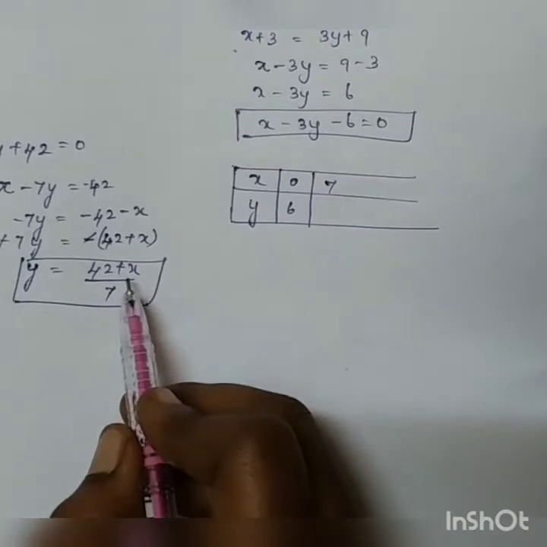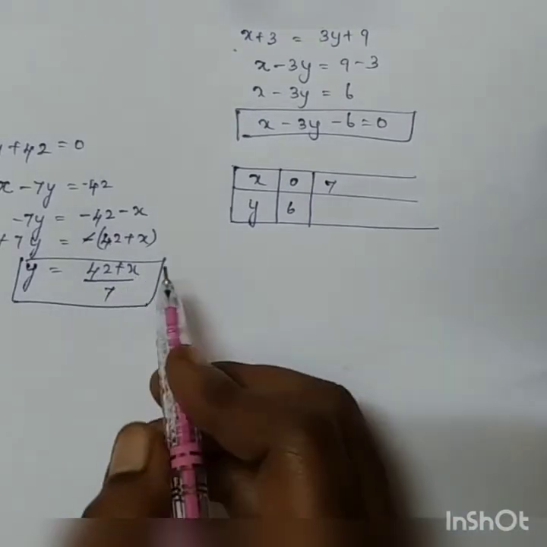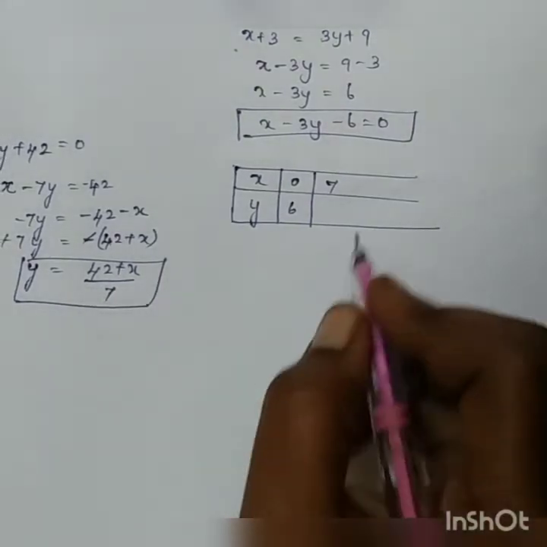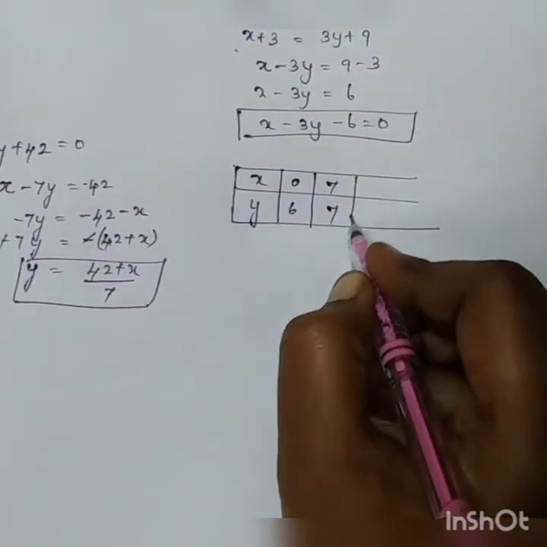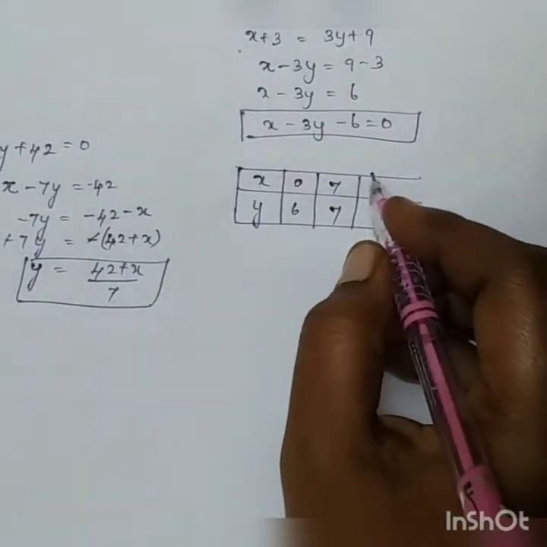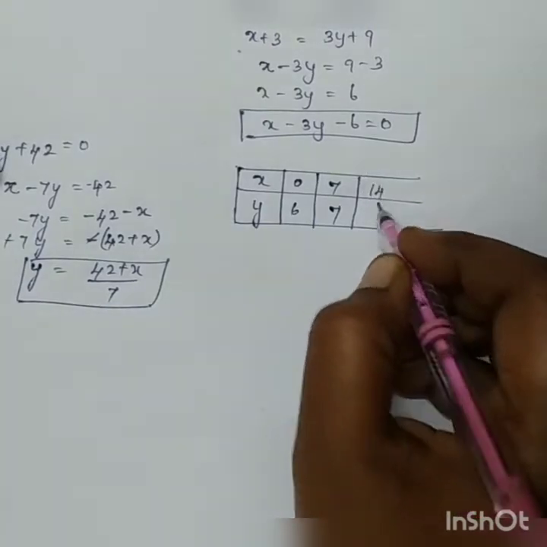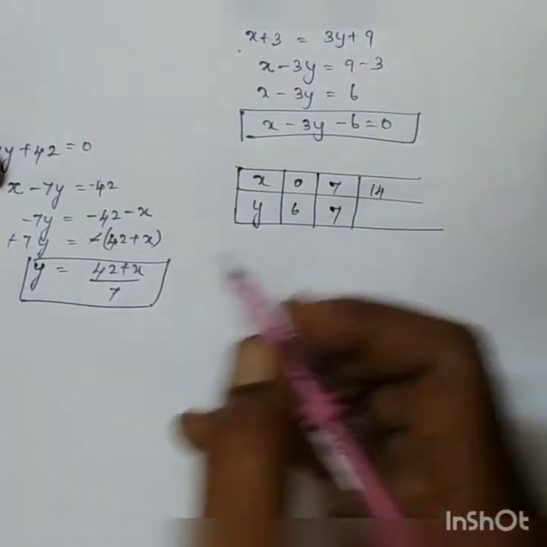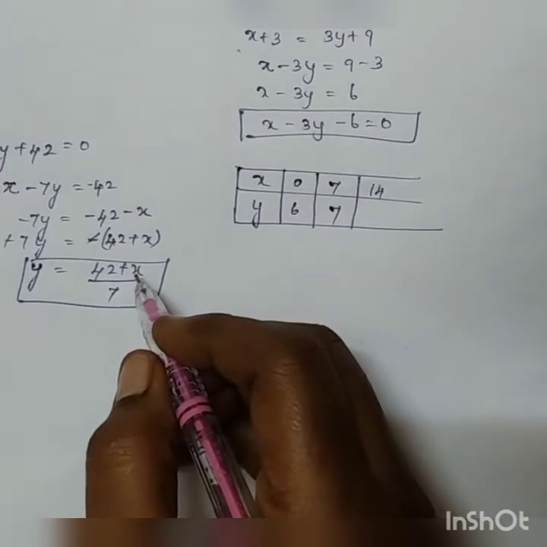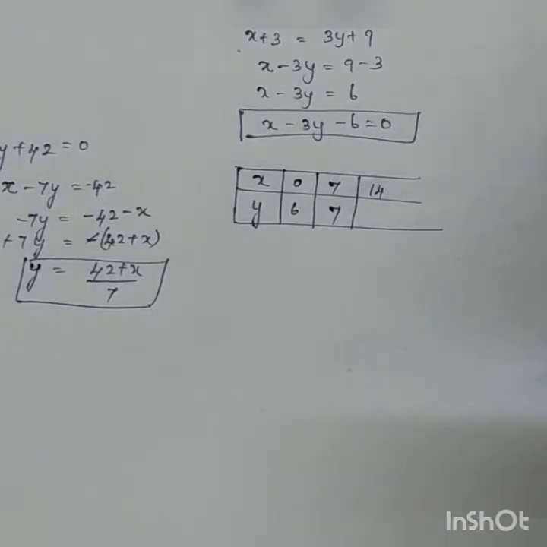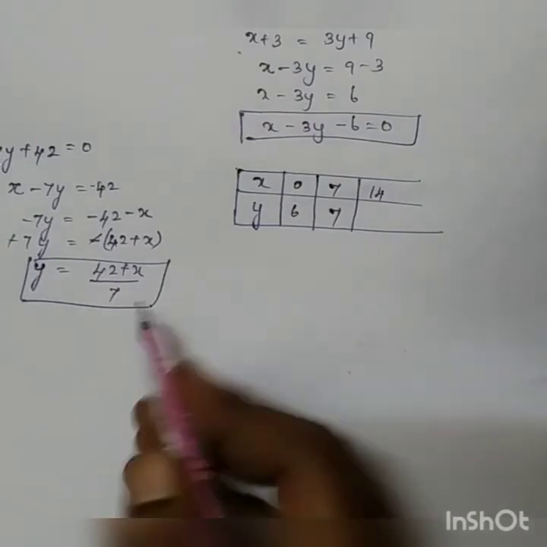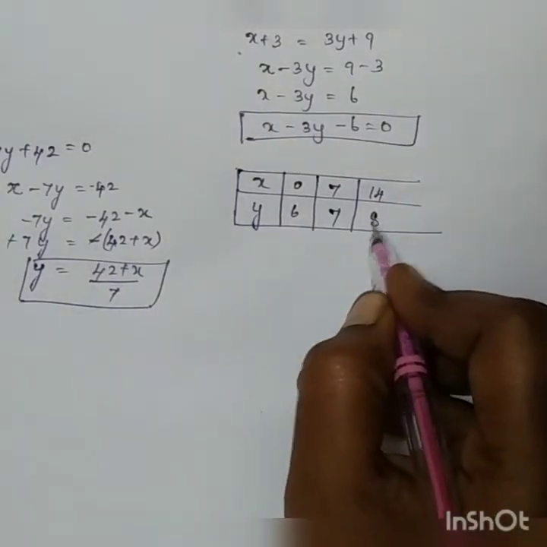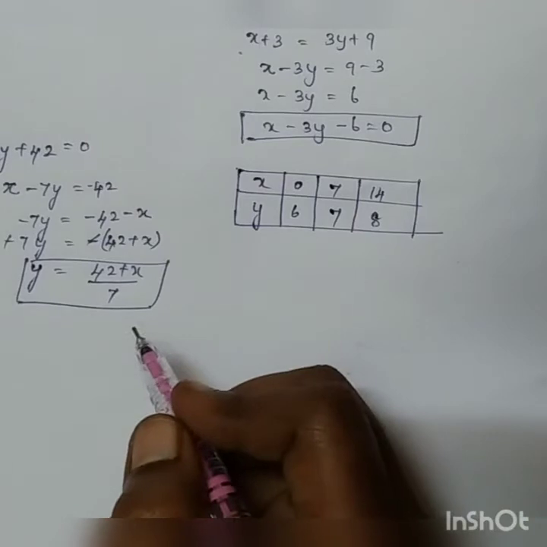So if x is equal to 7, then 42 plus 7 will be 49, and 49 by 7 is 7. Now let us give the value 14 here. So if x is equal to 14, then 14 plus 42, divided by 7, will be 8. Now we have found the first equation's values.